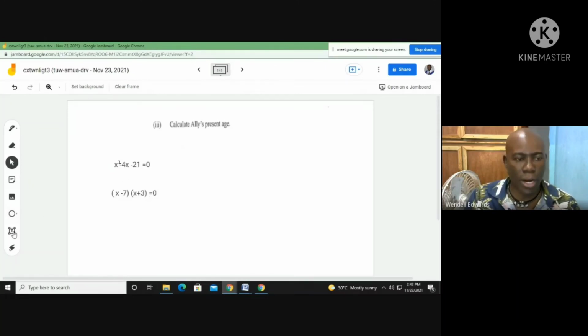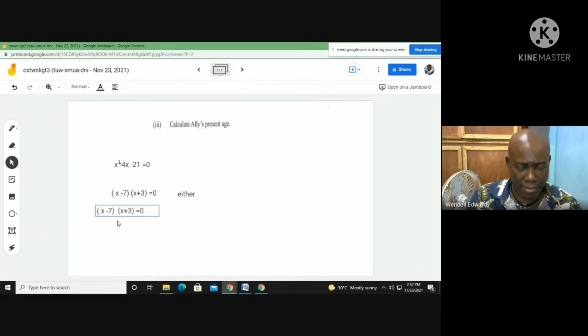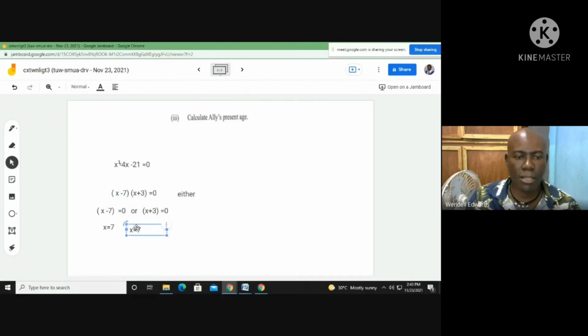So basically then, what are our answers? Either this piece is 0, so x minus 7 is equal to 0, or x plus 3 is equal to 0. And from this, we can see that x is equal to positive 7, or x is equal to negative 3.